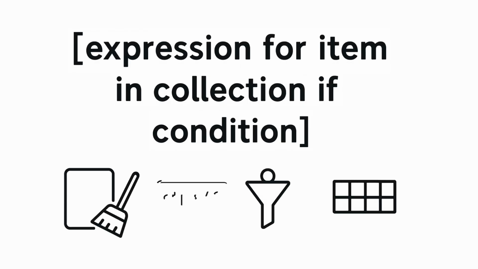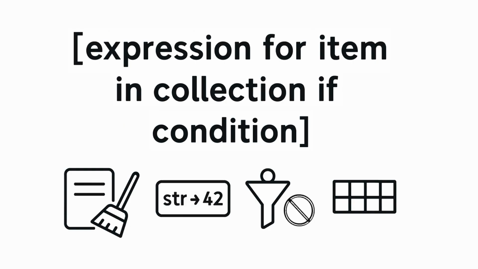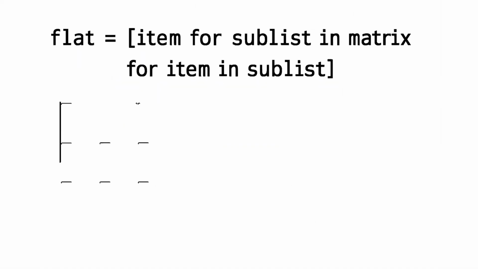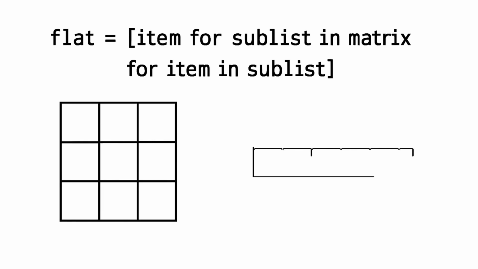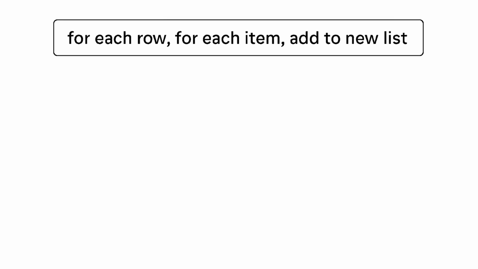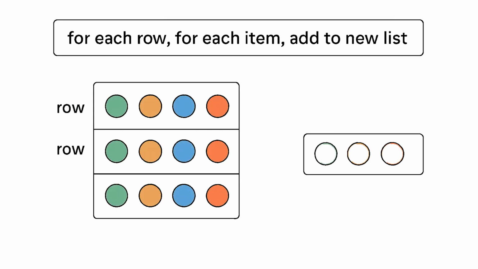You'll see this pattern everywhere: cleaning data, converting strings to numbers, filtering out empty values, flattening a list of lists. For example, flat = [item for sublist in matrix for item in sublist]. That just means, for each row in the matrix, for each item in that row, add it to the new list.